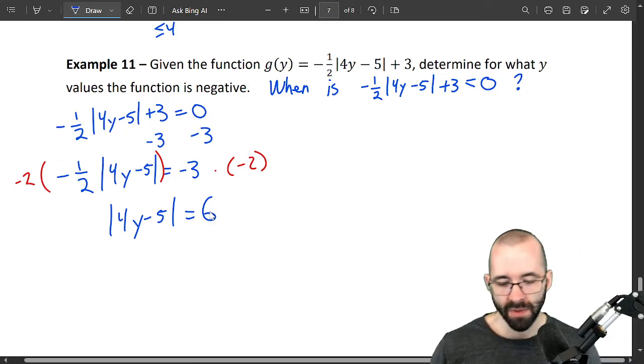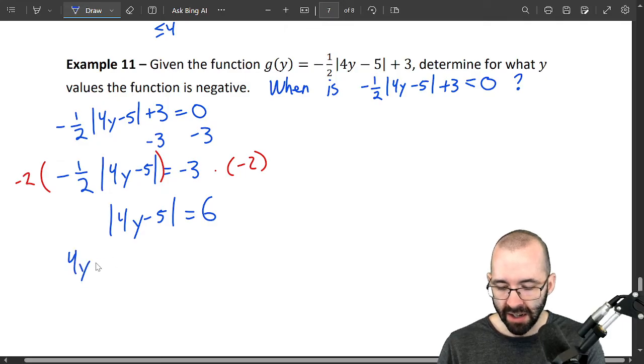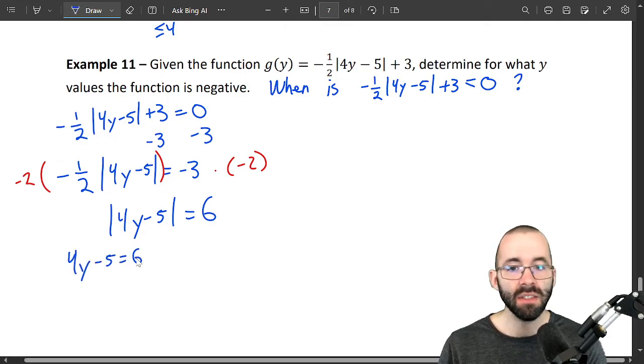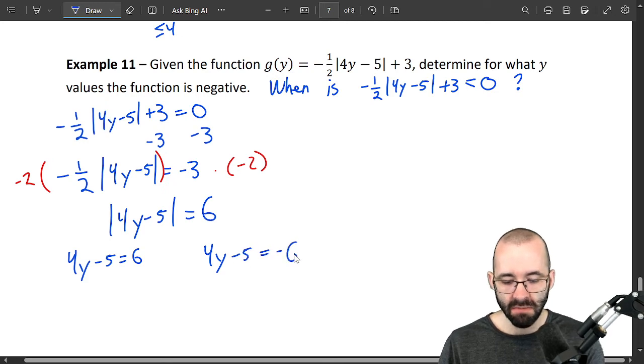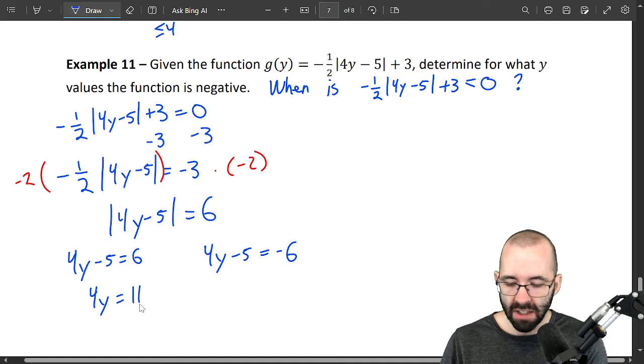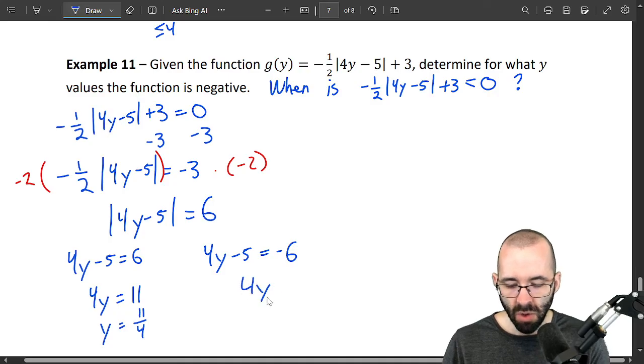So this is going to be true when the inside is positive 6, but also if the inside were negative 6, it would still be true. We can quickly solve these. We have a lot of practice solving linear equalities now. 4y is also going to be negative 1. Y is going to be negative 1/4.